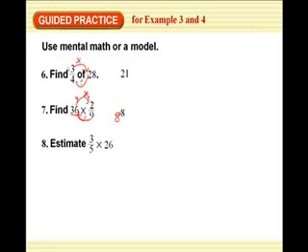Now estimate. This means if I'm going to divide 5 into 26, I know it doesn't go evenly. So I need to make this compatible with 5. The closest number to 26 that 5 will go into is 25. 5 goes into 25 5 times. 5 times 3 is 15. So I estimate it's close to 15.